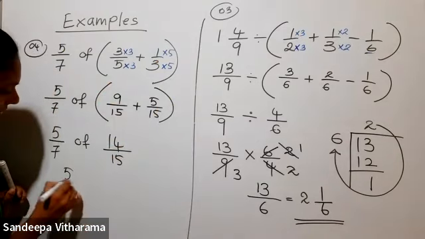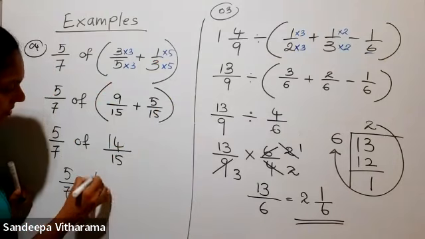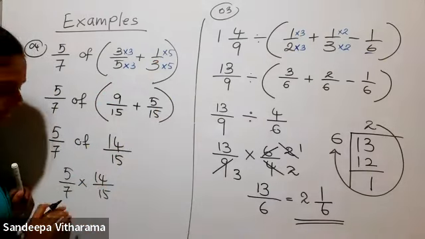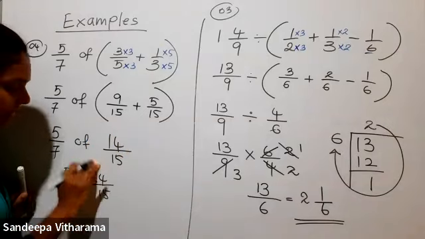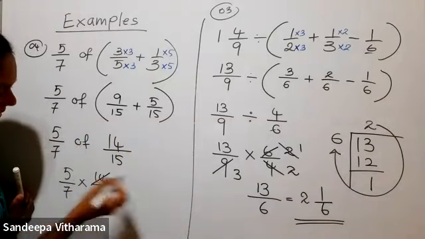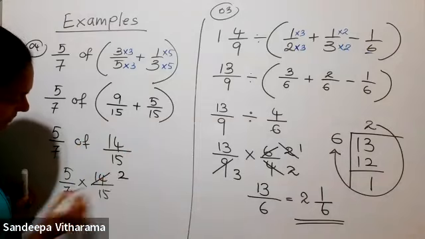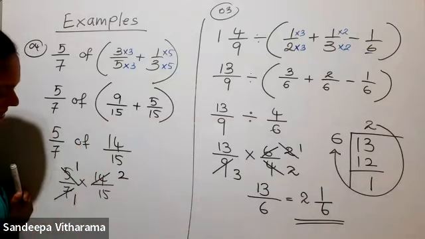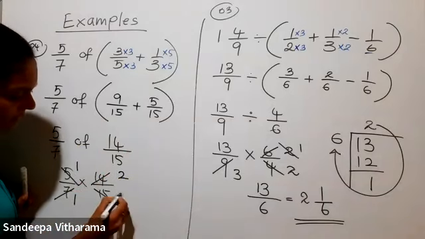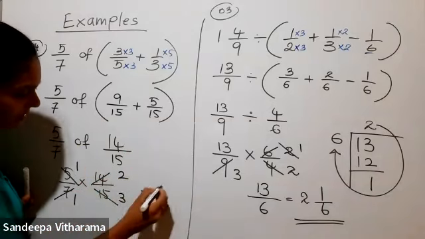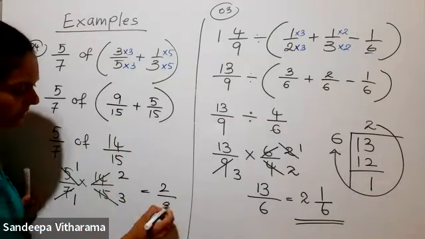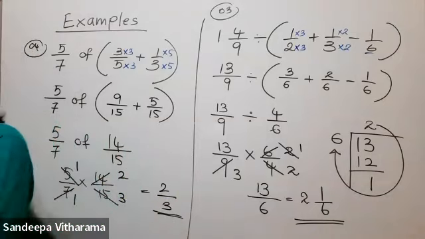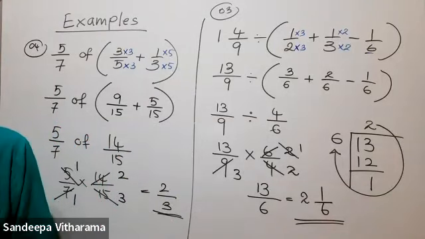Now apply the "of" term. We know that in mathematics, "of" is replaced by multiplication. No change in the fraction. Okay, it happens when it comes to division. Now 14 divided by 7, it is 2. 7 divided by 7 is 1. 5 divided by 5 is 1. 15 divided by 5 is 3. 1 into 2 it is 2. 1 into 3 it is 3. Very good. You have got the answer. Okay. 2 upon 3. Let's move to another question.